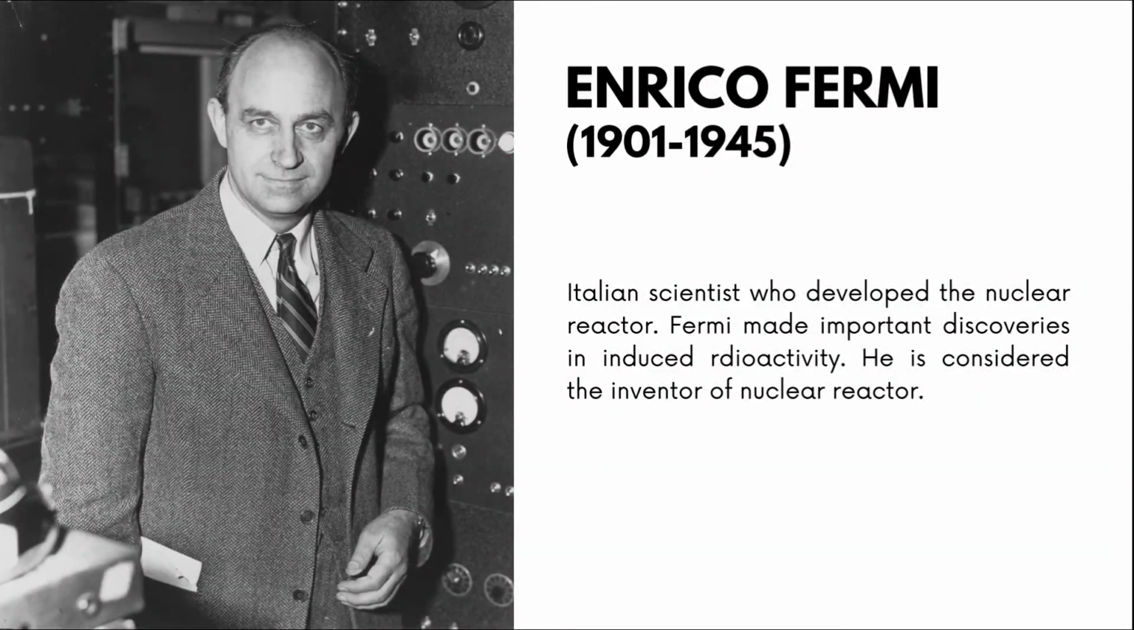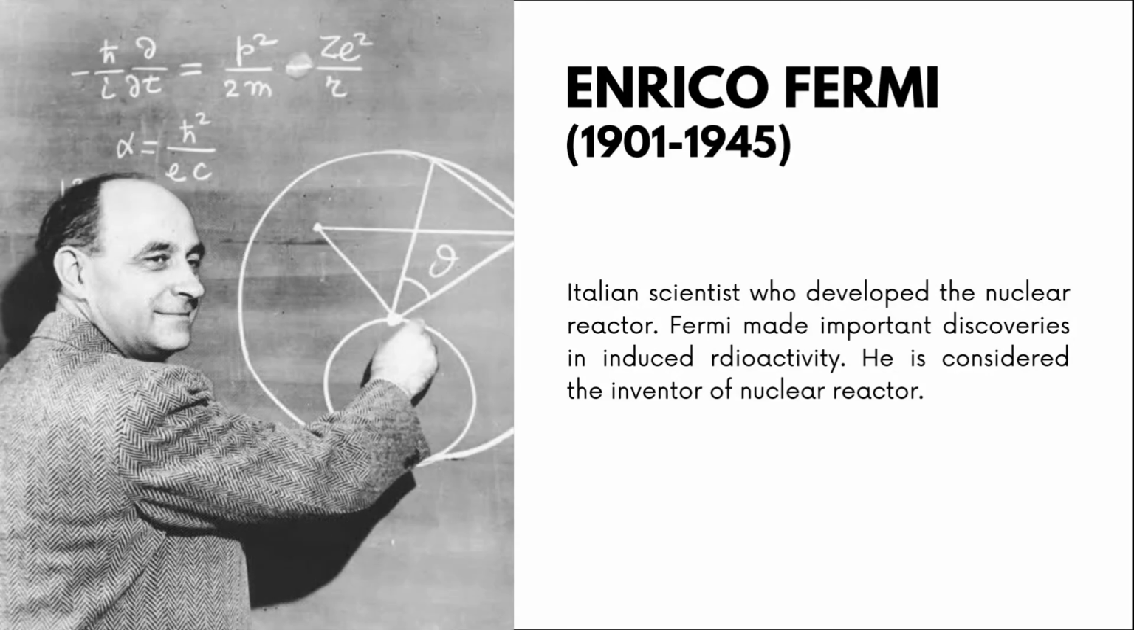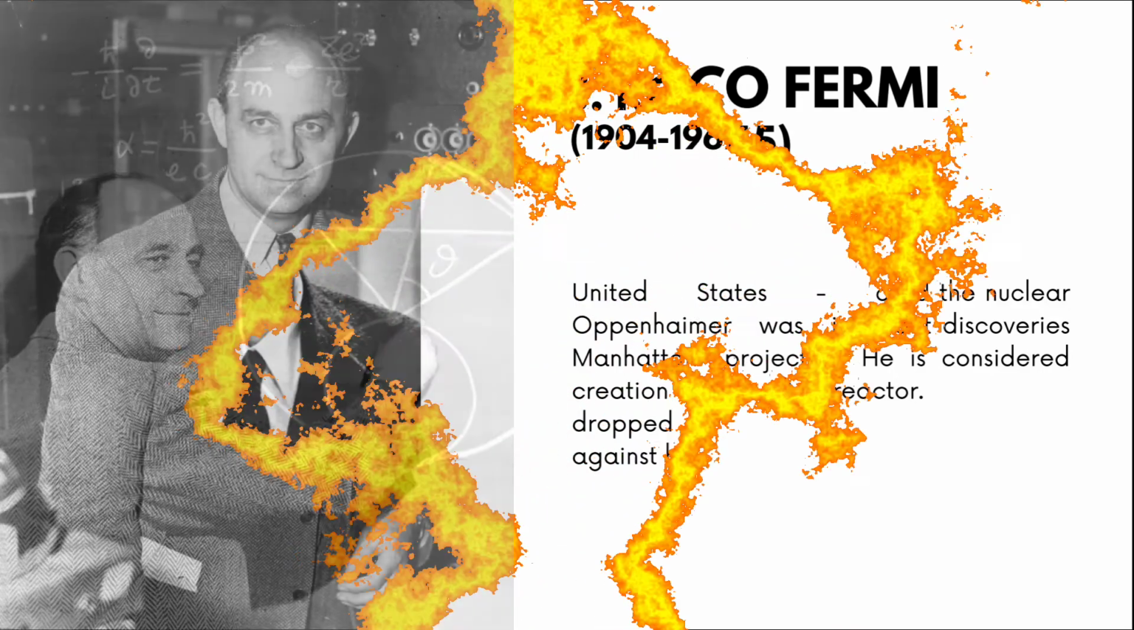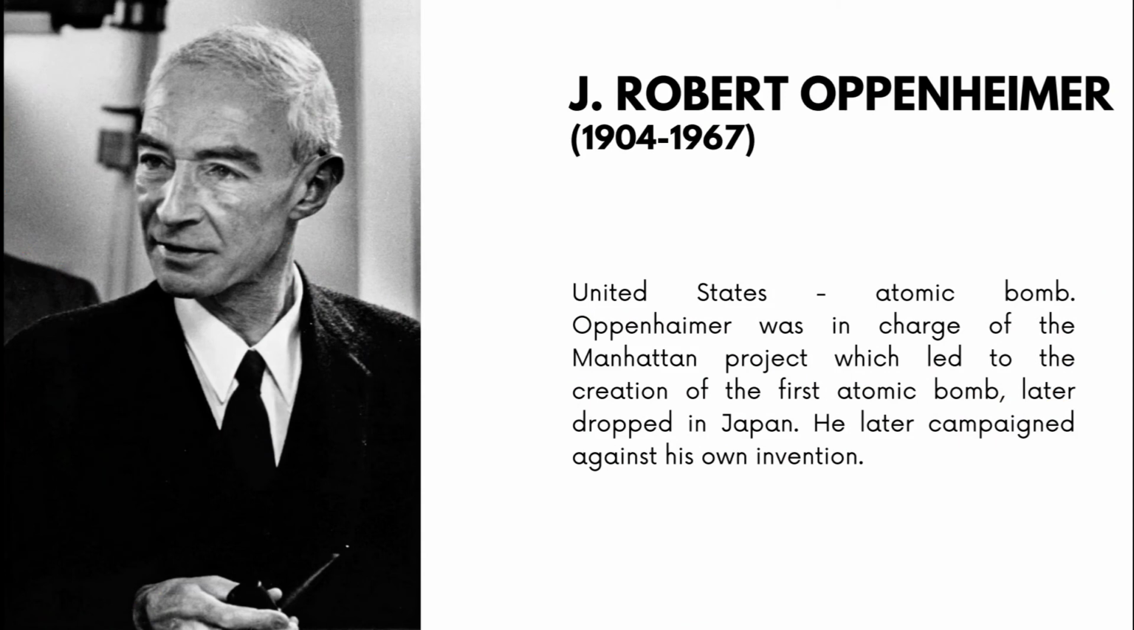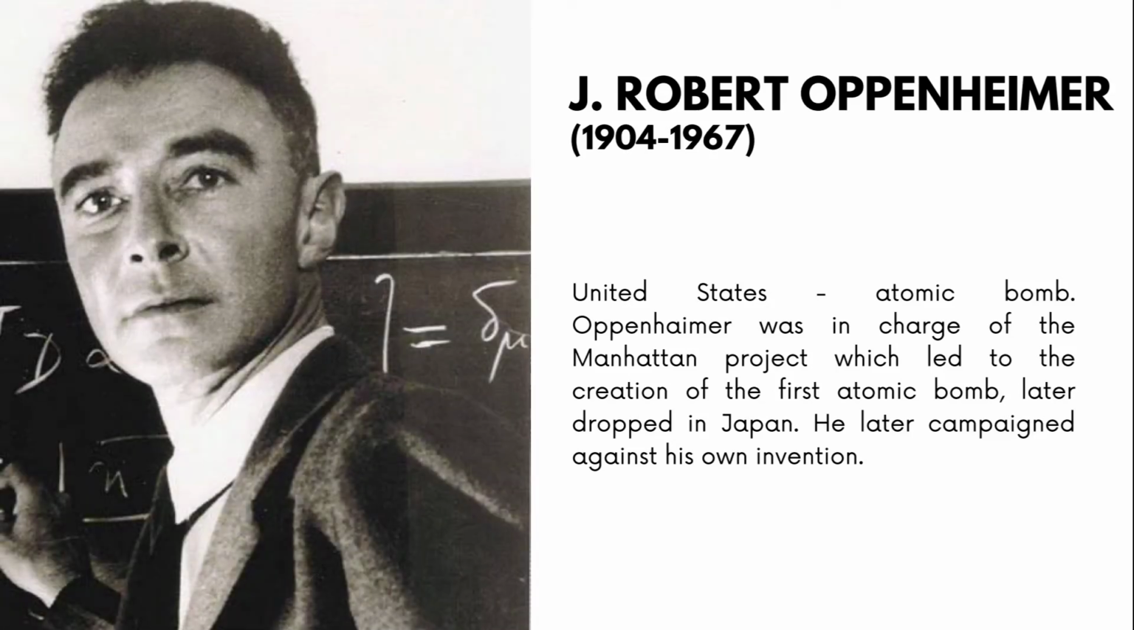Enrico Fermi, 1901 to 1954, is an Italian scientist who developed the nuclear reactor. Fermi made important discoveries in induced radioactivity. He is considered the inventor of nuclear reactor. J. Robert Oppenheimer. Oppenheimer was in charge of the Manhattan Project, which led to the creation of the first atomic bomb in the United States, later dropped in Japan. He later campaigned against his own invention.